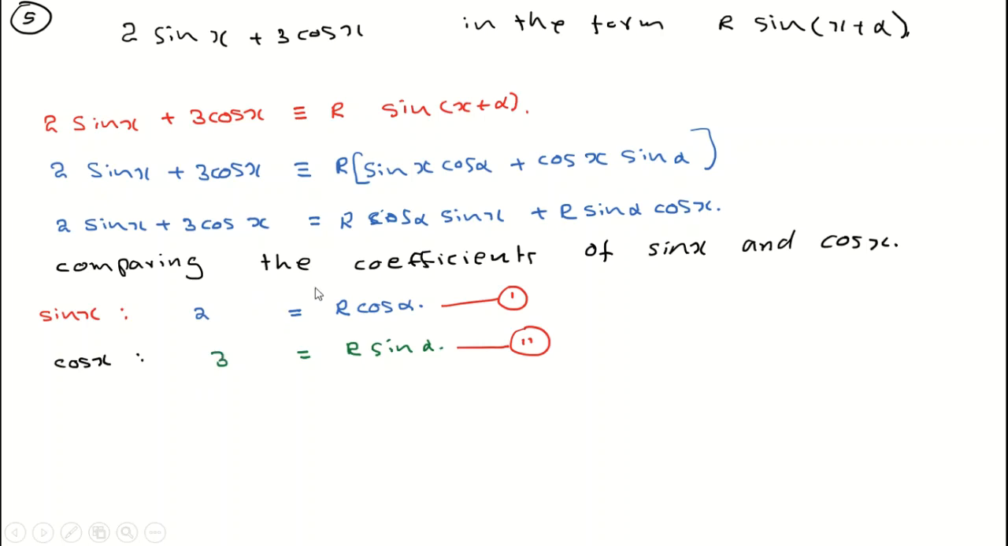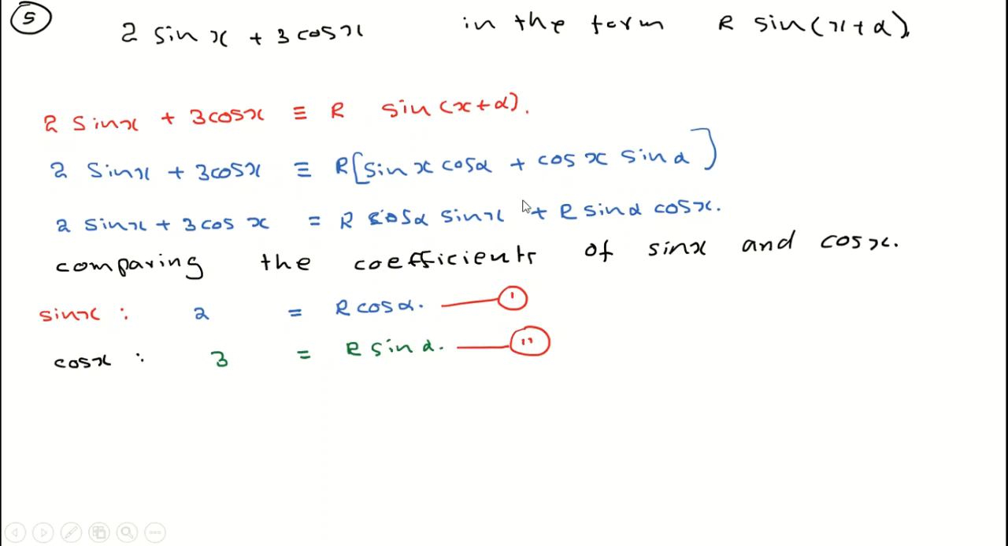2 sin x plus 3 cos x in the form of r sin(x plus alpha). So again, 2 sin x plus 3 cos x is equal to r sin(x plus alpha), which is r sin x cos alpha plus r cos x sin alpha. Then r cos alpha sin x, r sin alpha cos x. Again we compare the coefficients on the left hand side and the right hand side, the coefficients of sin x and cos x.